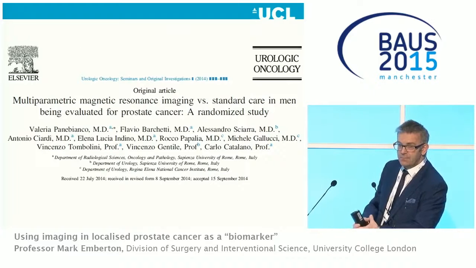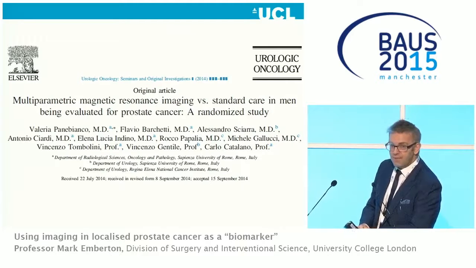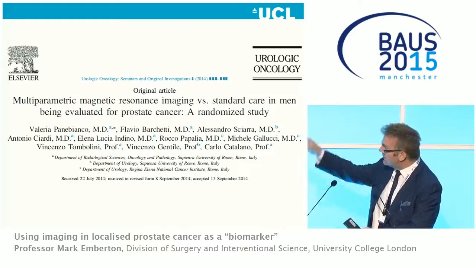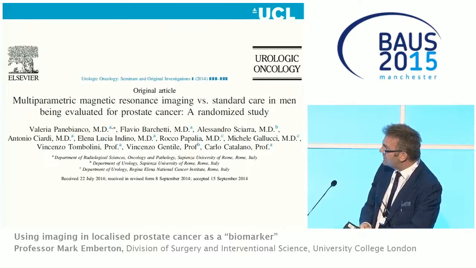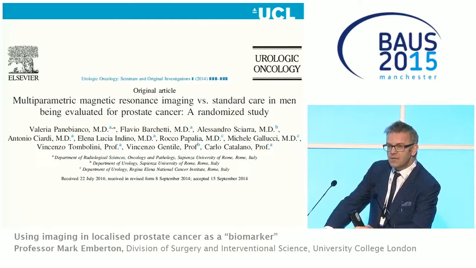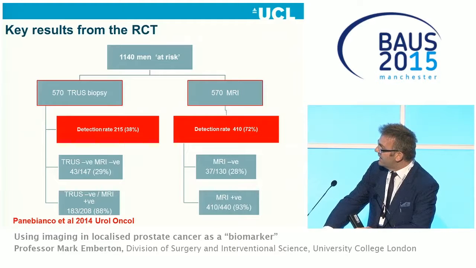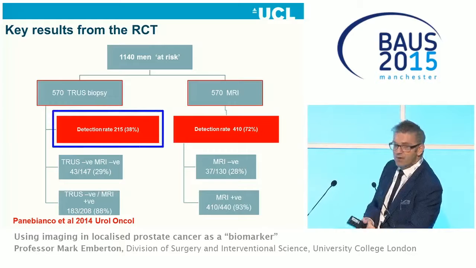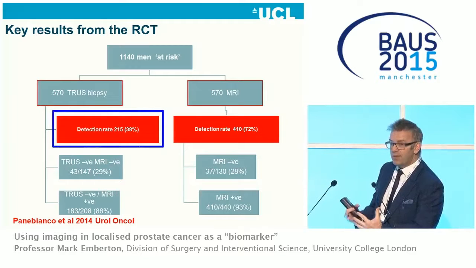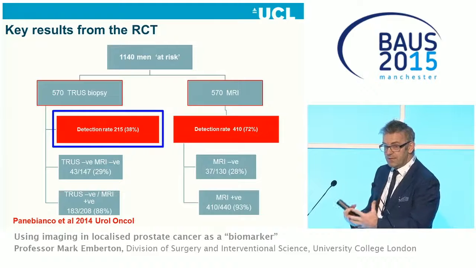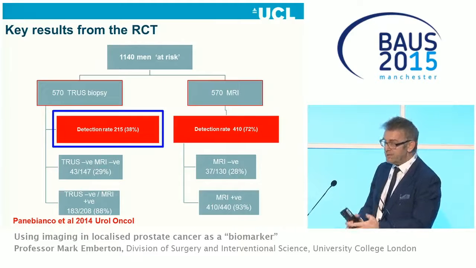Just about the same time, in Rome, there was another study with just under 1,200 patients. And this is a randomized study exploring the utility of MRI up front in the diagnostic pathway compared to a standard of care. And in the hands of Panebianco and her colleagues, the standard of care resulted in a detection rate of around 40%, which is what you'd expect with a good trust biopsy in a population that were biopsy naive but selected to be at risk.